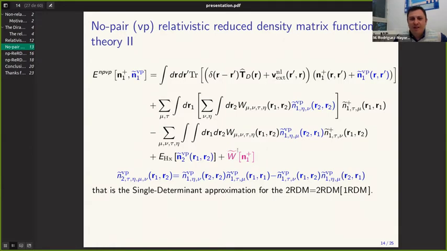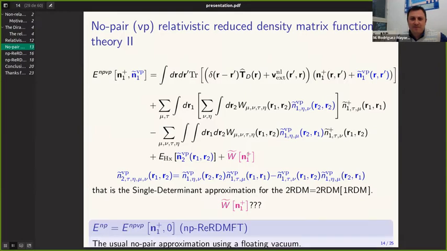And there is this one last term that is unknown, and it's just the particle-particle interaction in terms of the no-pair 1 RDM. So how do we need to approximate this? That's the purpose of the rest of this work. Usually when people work in the relativistic domain, everyone neglects the effect of vacuum polarization, and this is the usual application of the no-pair approximation.